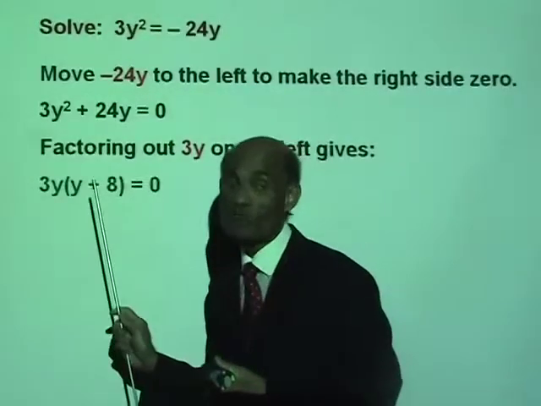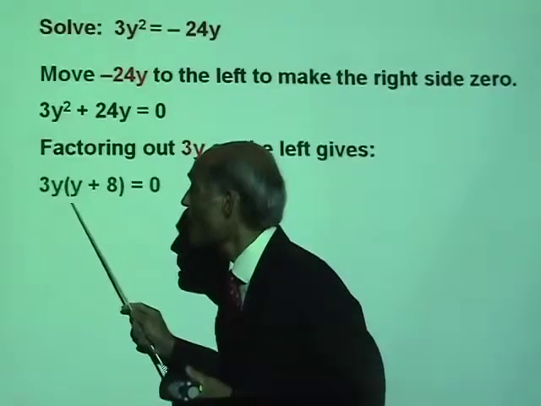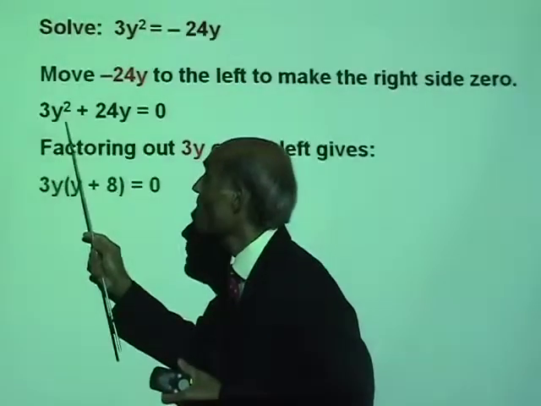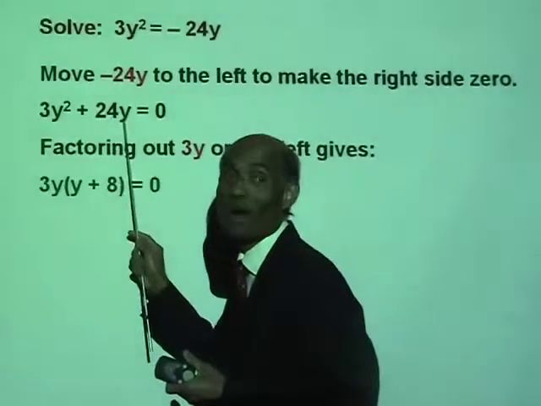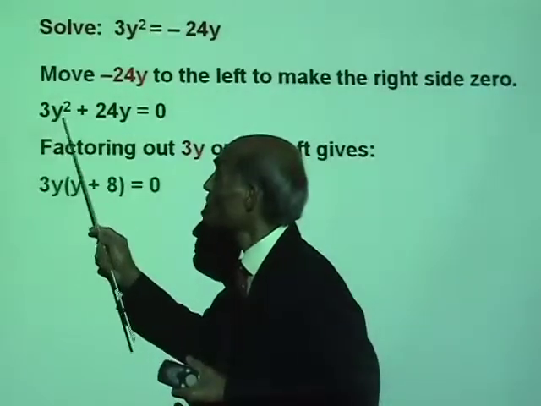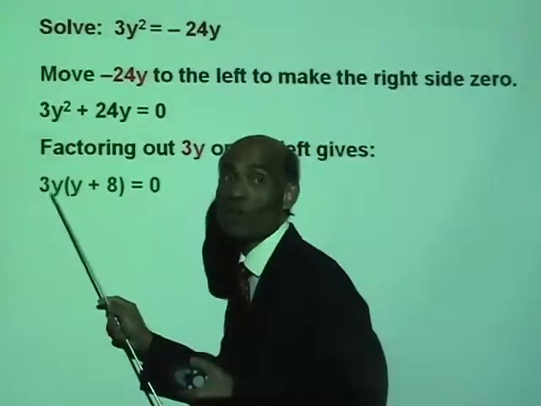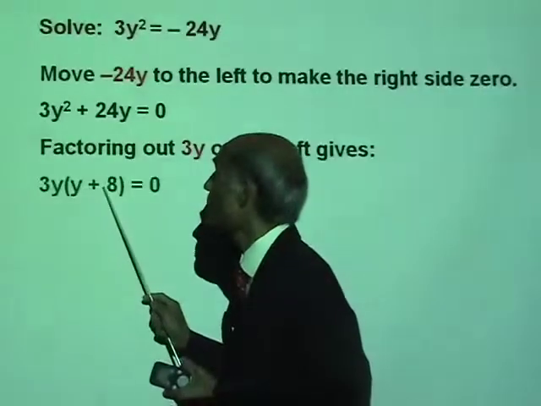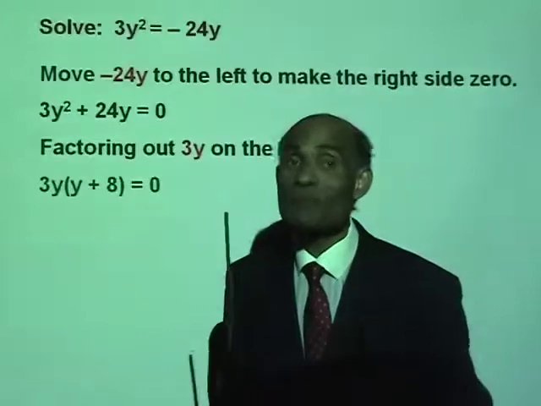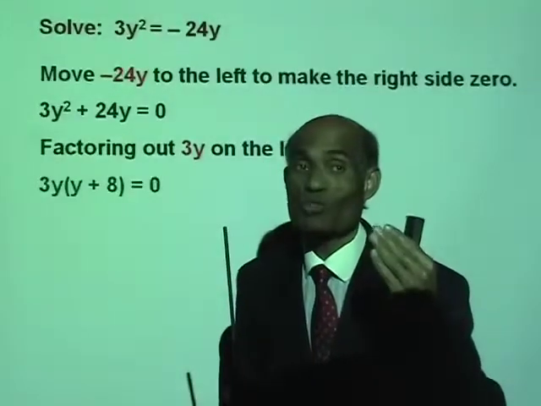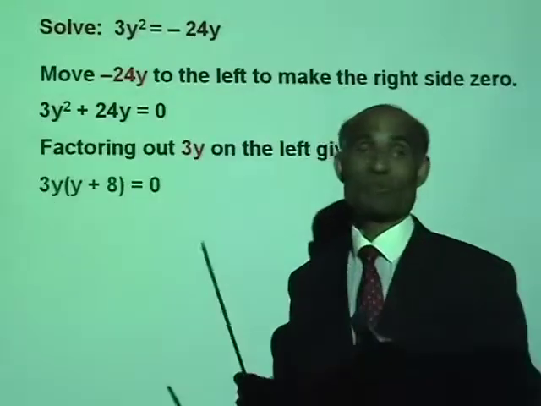If you have doubt, try and multiply. 3y times y is 3y squared. 3y multiplied by 8 is 24y. So, factoring out the common factor 3y gives you 3y times (y plus 8) equal to 0. And now we have done 3 steps. What is the 4th step? Set each factor to 0.